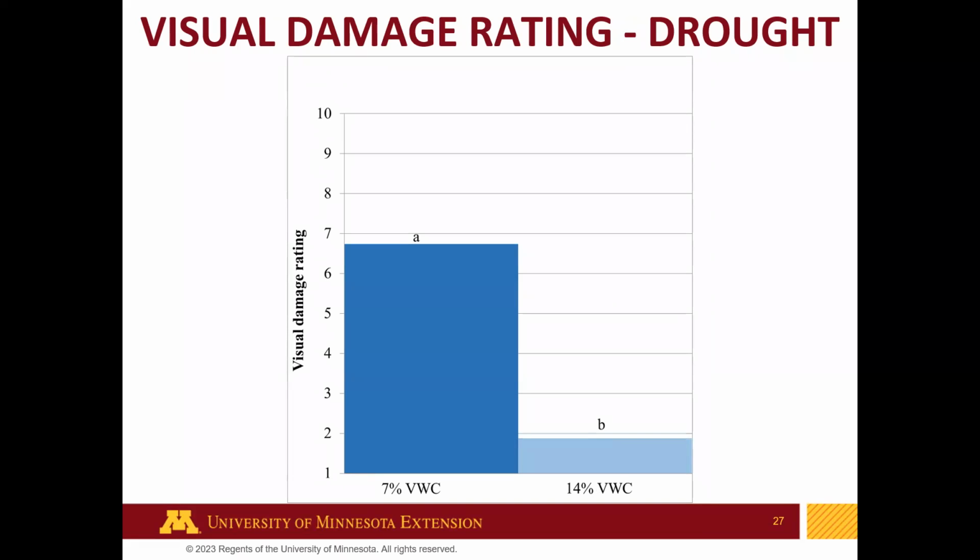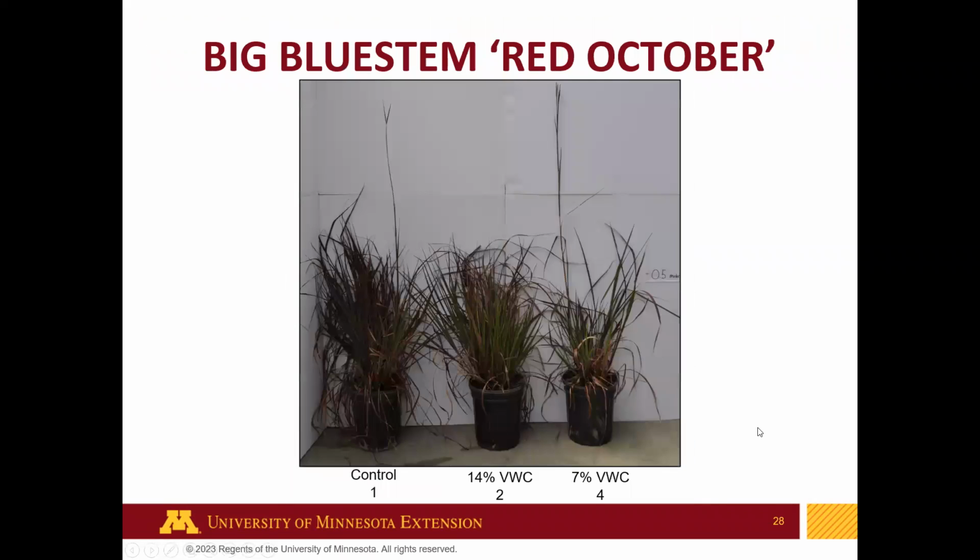And probably not a surprise that there was a drought main effect. And you can see here that the 7% volumetric water content treatment was tough on the grasses. It had a significantly higher rating, almost a 7, compared with our 14% volumetric water content treatment, where they were just under a rating of 2 for the visual damage rating.